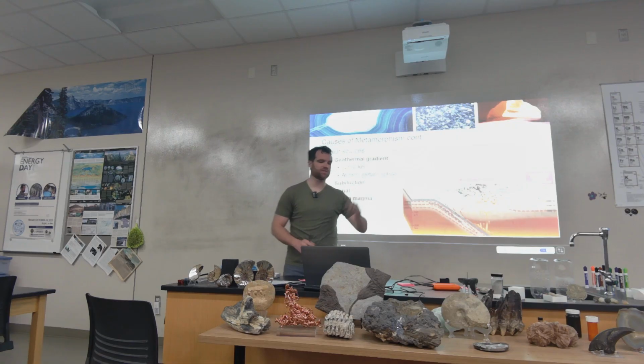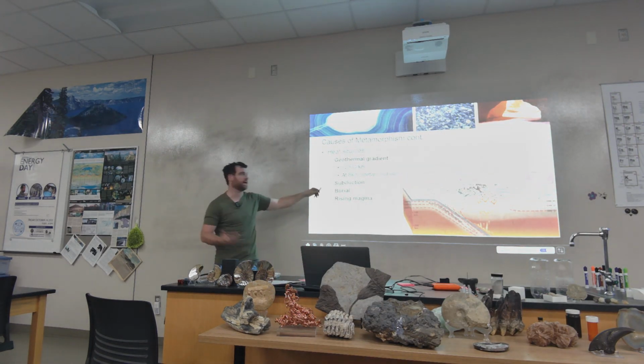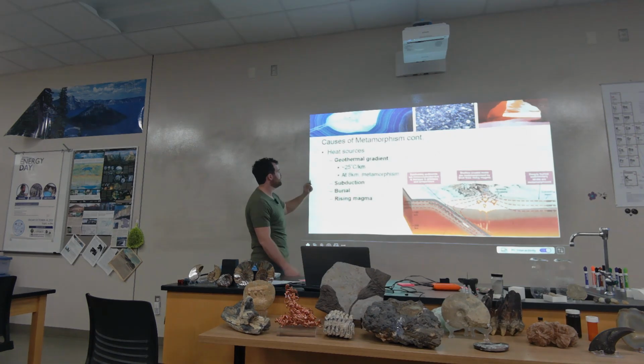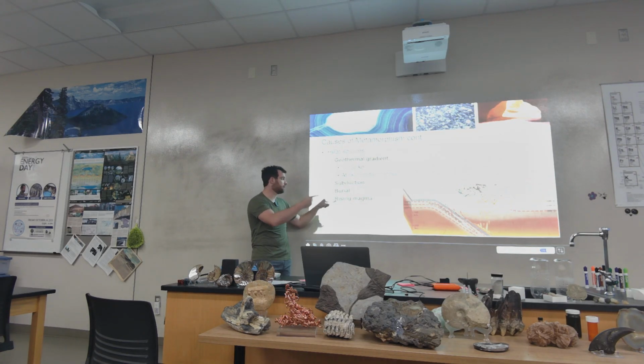Okay? The sources of this heat: geothermal gradient, which essentially is the closer you get to the core, the hotter it gets, right? About 25 degrees Celsius per kilometer of depth. Increasingly, it gets hotter, more metamorphism. Then we said volcanism, right? Aaliyah, you said volcanism? Okay, rising magma, proximity to a heat source like a magma body, yes.